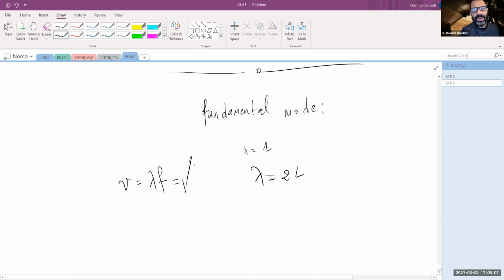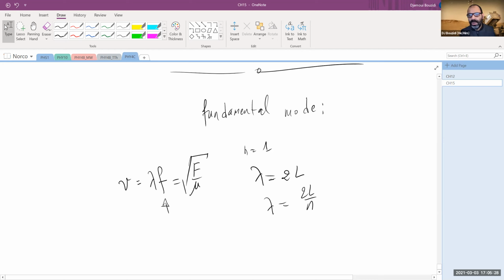And for the string, this value is equal to the square root of the tension divided by the linear mass of the string in this case. So if lambda is 2L, in general, we found that lambda is 2L over n. So we can plug in this value in here and find the different frequencies for the higher modes, okay?